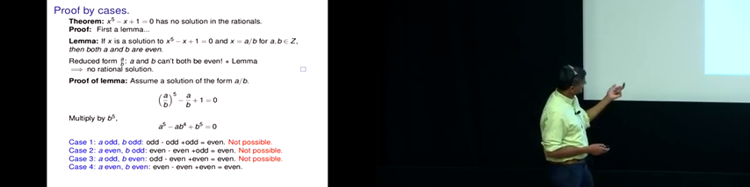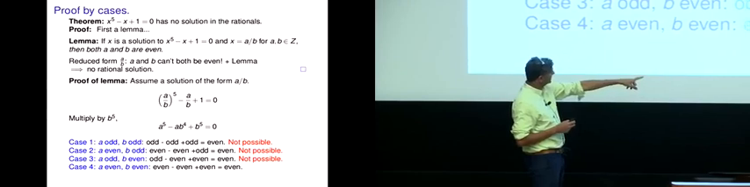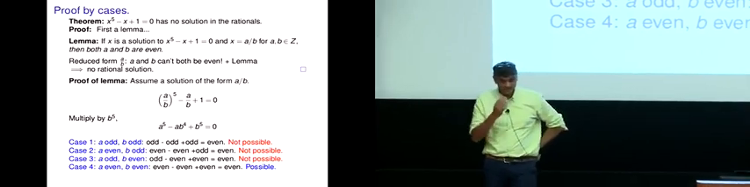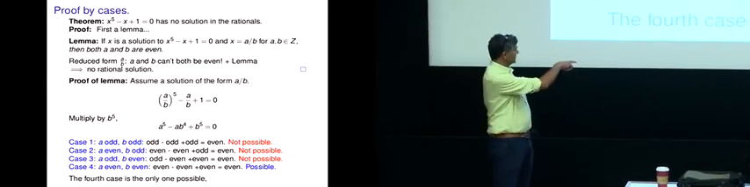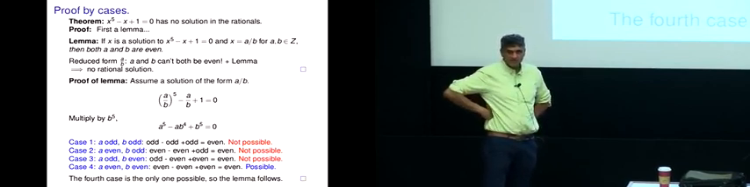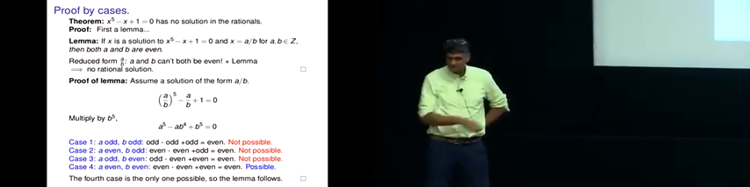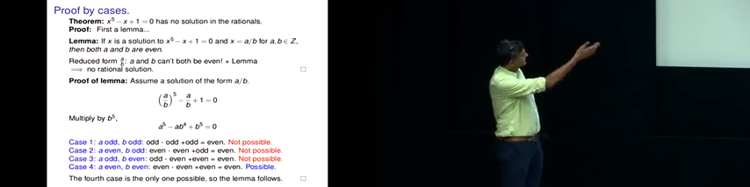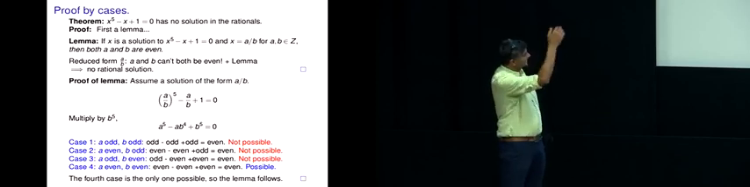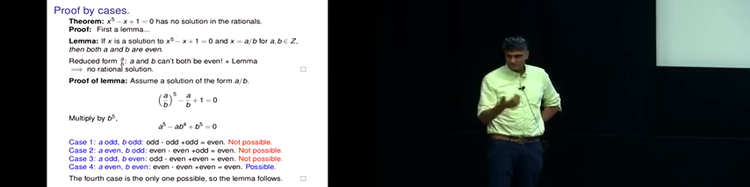If both are even, then a to the fifth is even, a times b to the fourth is even, and b to the fifth is even. So that one's possible. We haven't eliminated all the possibilities, but that's all the lemma asks for. The fourth case is the only one possible: both a and b are even. So we're just working out the cases and saying, look, in every other case it doesn't happen, so the only case where it could happen is a and b both even, and that's all the lemma asks you to prove. Then we use the lemma to conclude there's no rational solution using a reduced form.